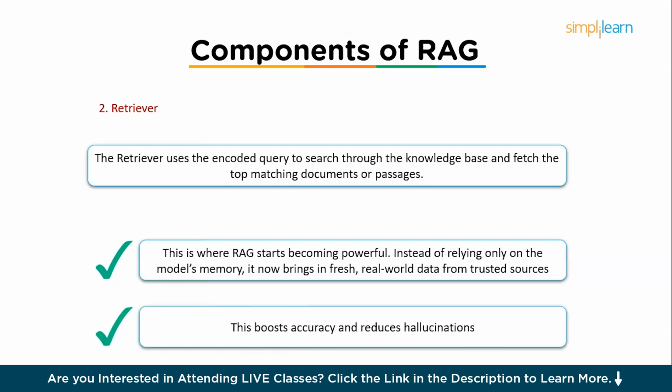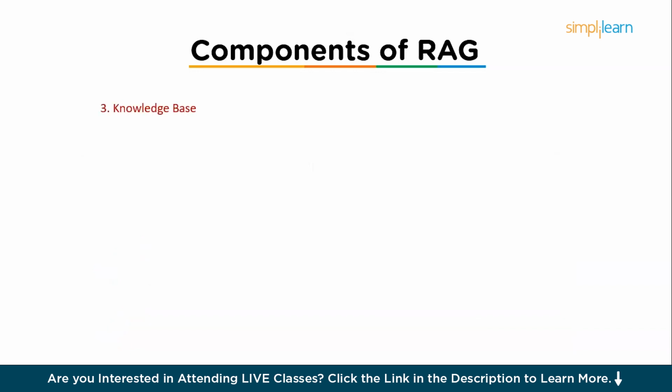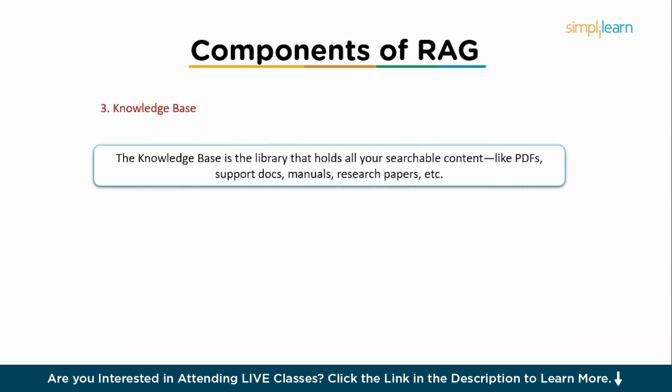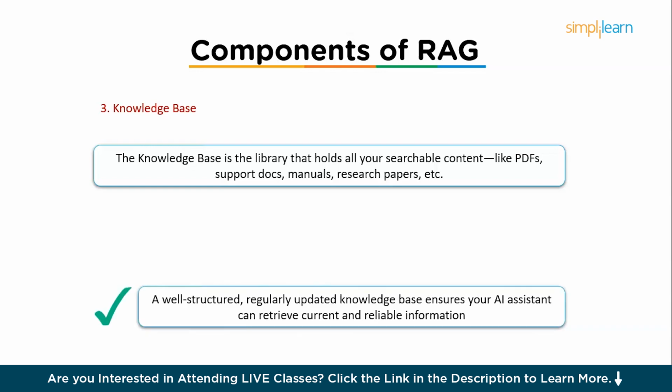Then let's move on to the third one. We have knowledge base, that is a document store. So the knowledge base is the library that holds all your searchable content, like PDFs, support documents, manuals, research papers, etc. So how does it help RAG? This is where the truth lives. A well-structured, regularly updated knowledge base ensures your AI assistant can retrieve current and reliable information.